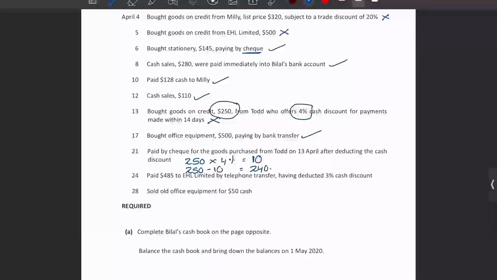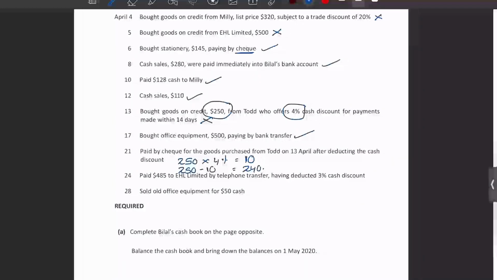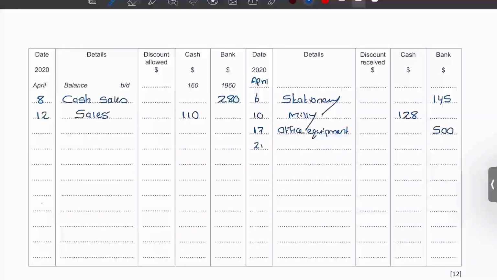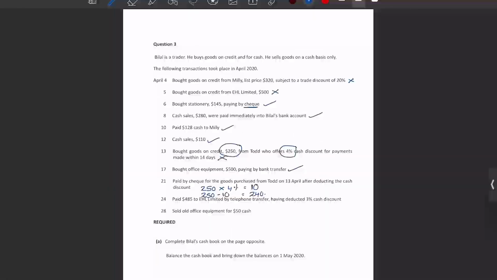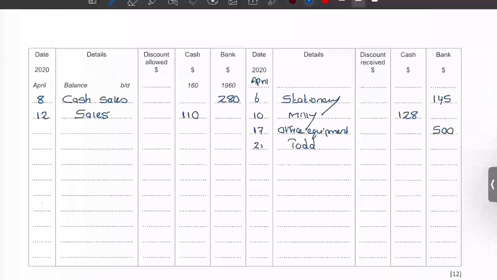240 is the amount that you are going to pay. Paid by check, so money in the bank will reduce. Go and credit it. Write Todd on the 21st. Todd, and the amount is going to be 10 and 240. From the bank account, you are paying 240 and the discount is going to be 10.